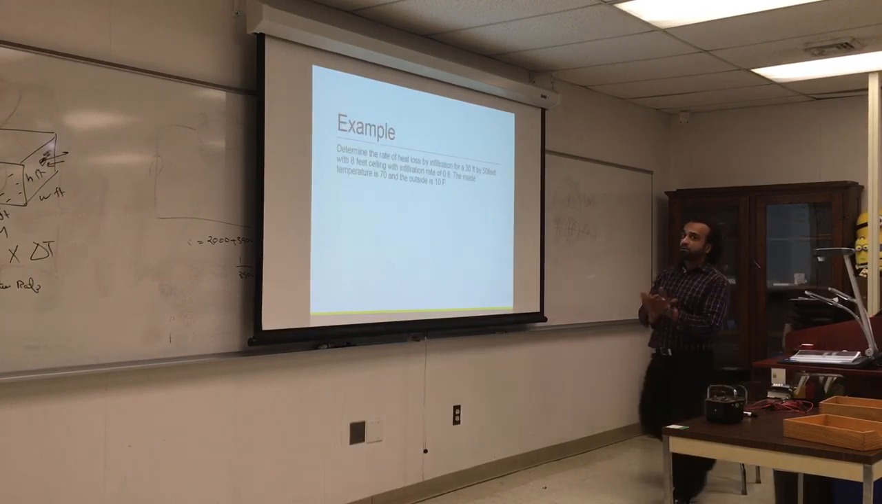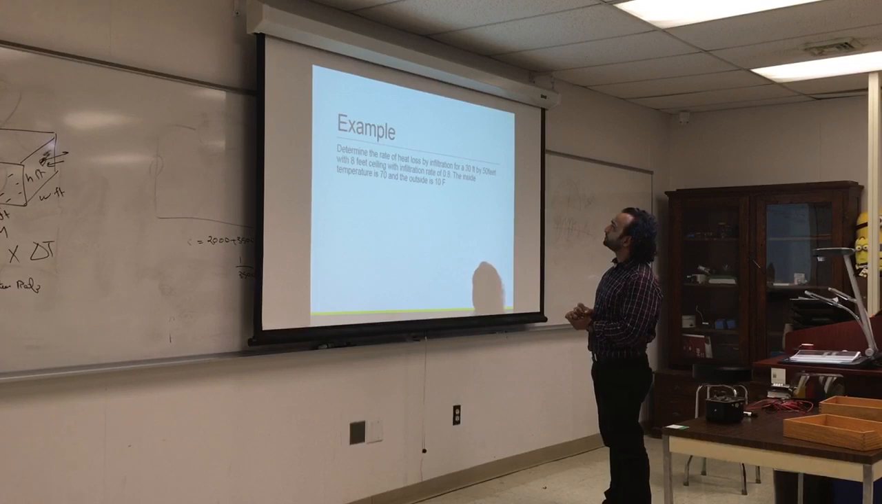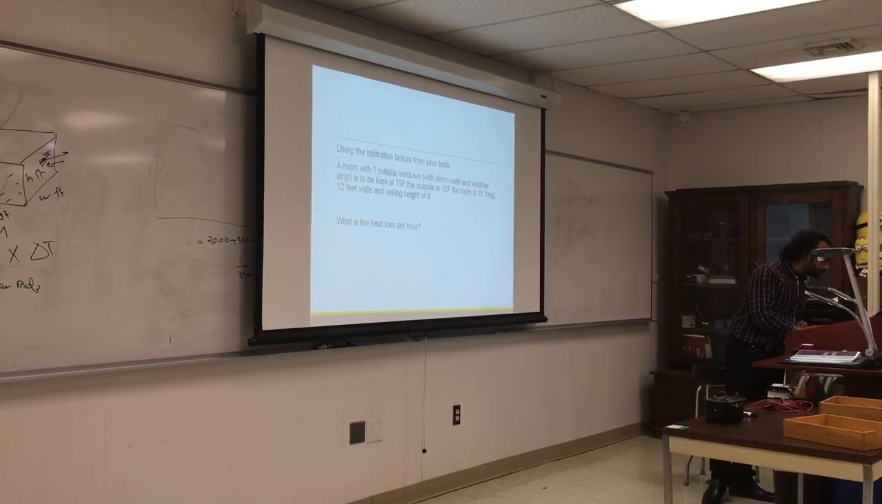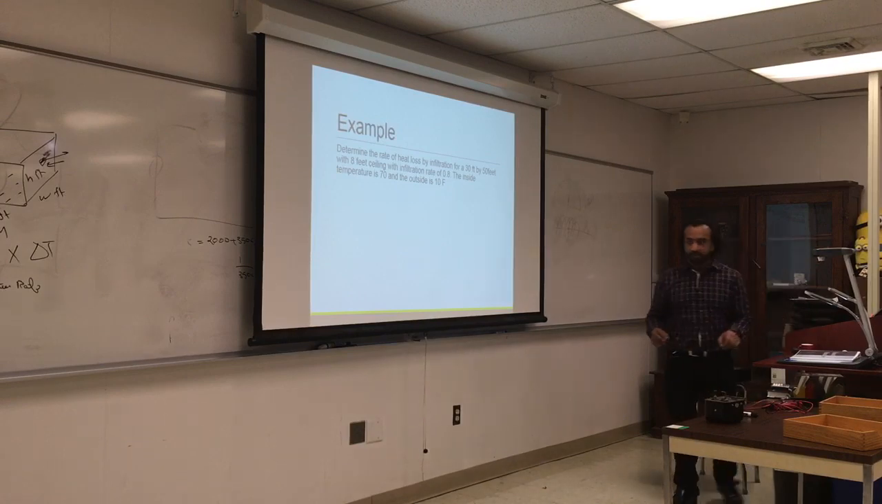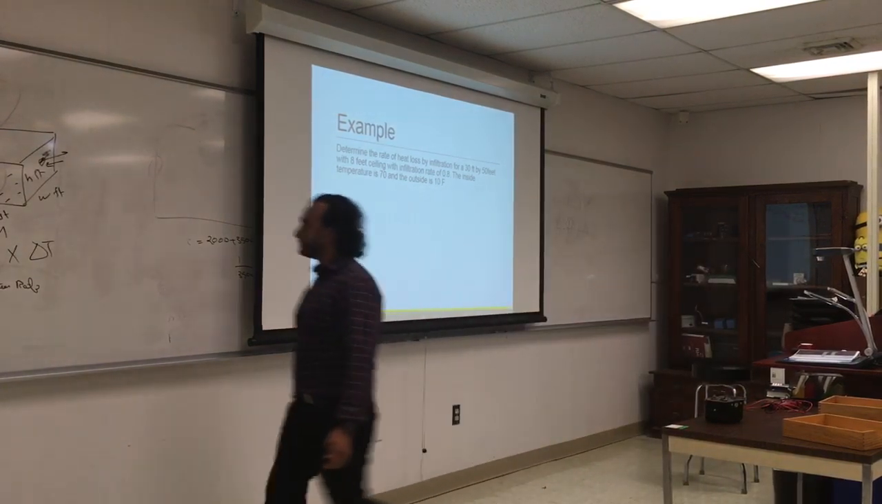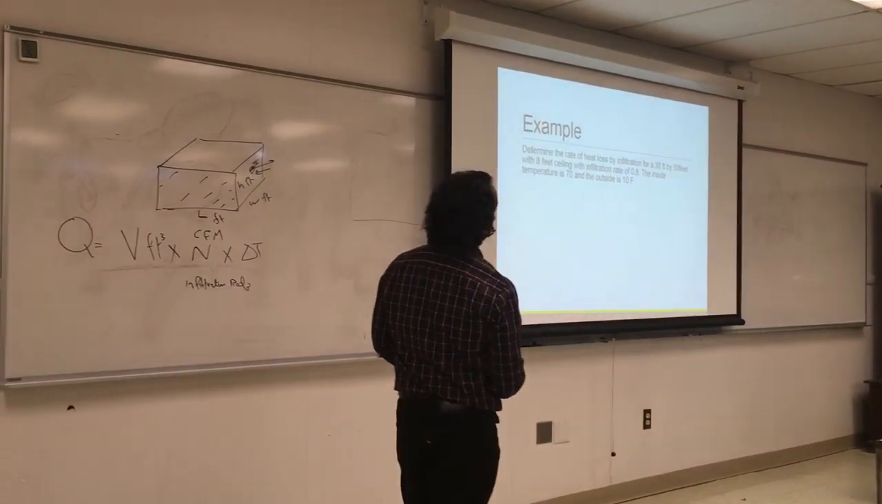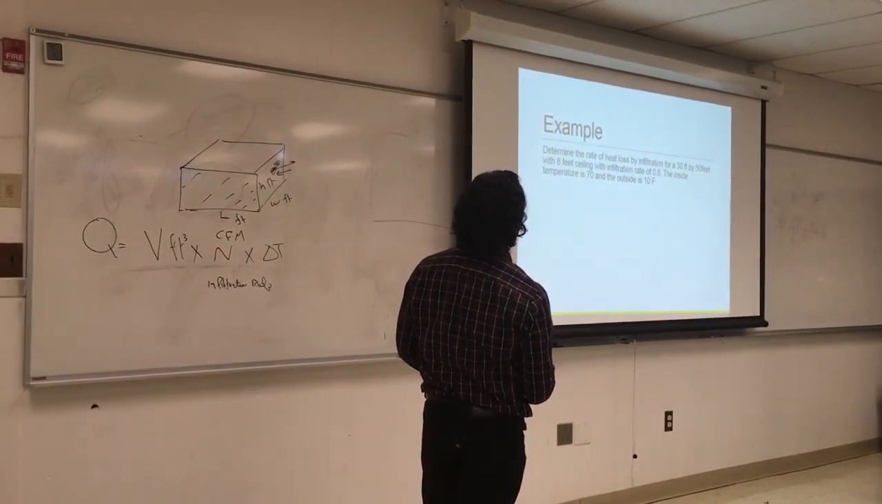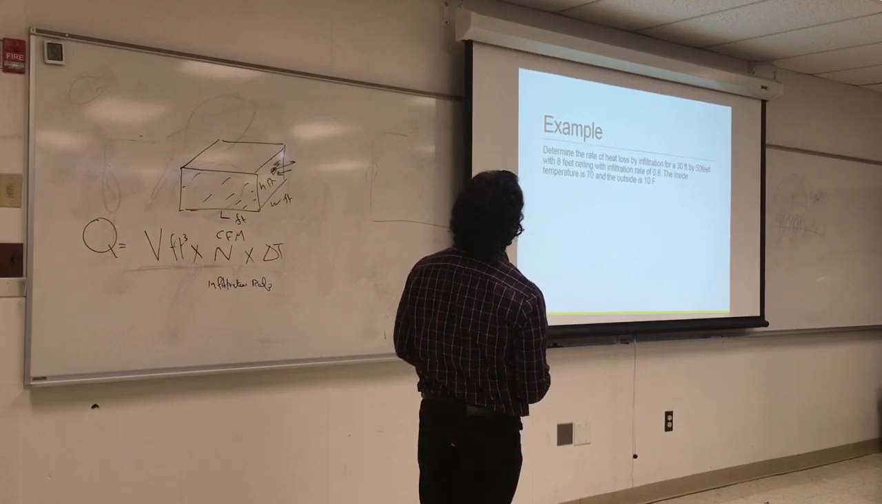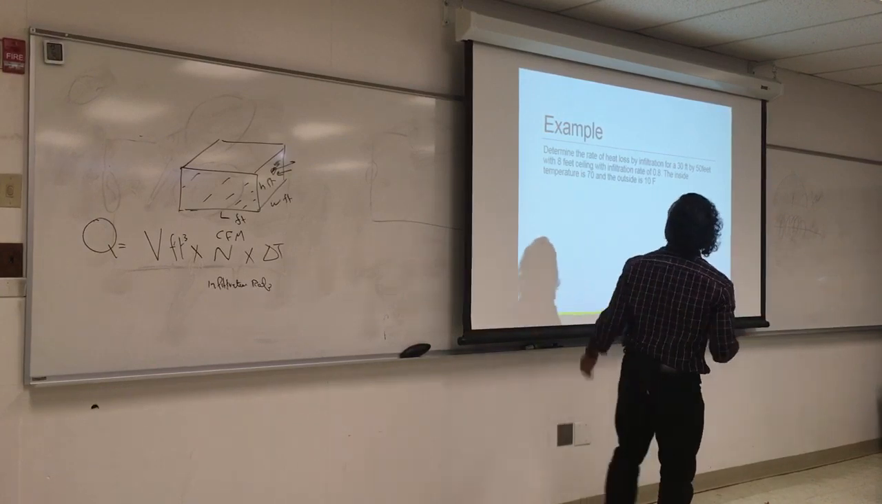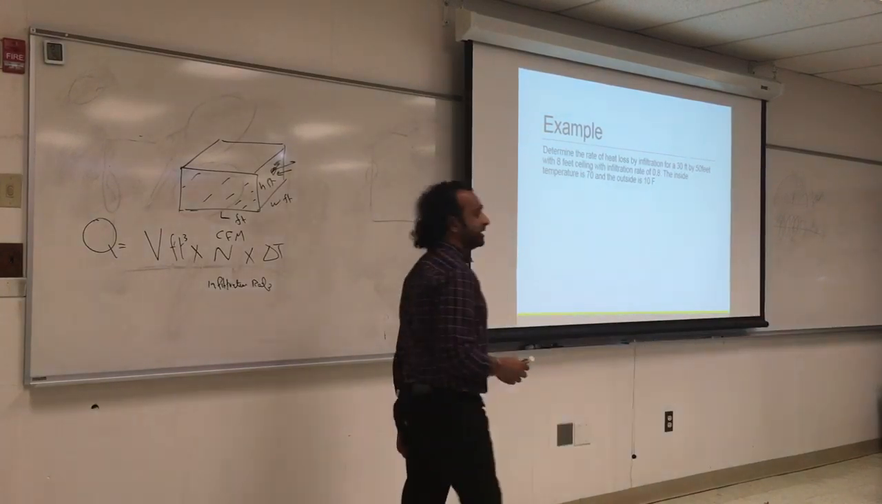Okay, so let's do a quick example. That was supposed to be multiplication. Determine the heat loss by infiltration for a room 30 by 50 with an 8 feet ceiling, with infiltration rate 0.8. The inside temperature is 70, the outside is 10.